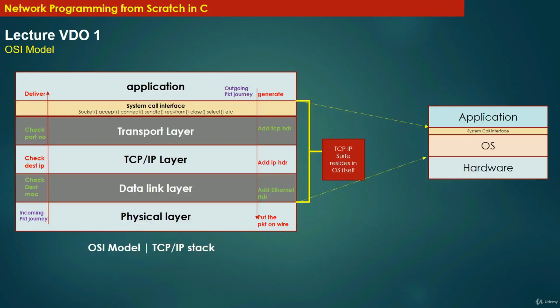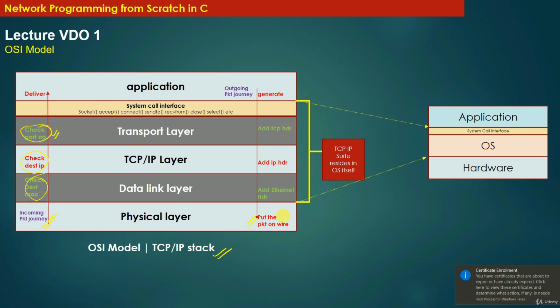So going forward, in this diagram I have shown the TCP/IP stack. On the left hand side you can see the incoming packet journey, and on the right hand side it shows the outgoing packet journey in the TCP/IP stack. In the incoming packet journey, the data link layer examines the destination MAC address, the network layer examines the destination IP address, and the transport layer examines the port number. We will discuss this port number in detail, need not worry.